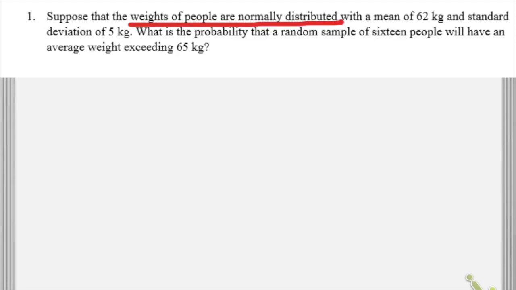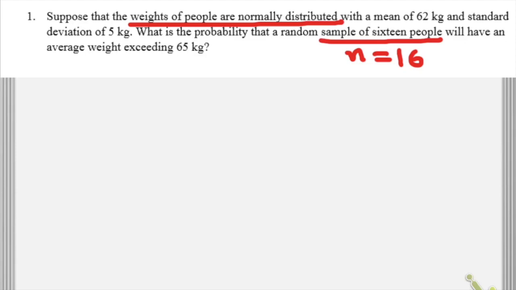First of all, we are told that the weights of people are normally distributed. So that means the original data, not the means now, the original data itself is normally distributed. That is why the sample size does not matter. It doesn't have to be at least 30. It can be less than 30, no problem. That's why n is equal to 16 here.